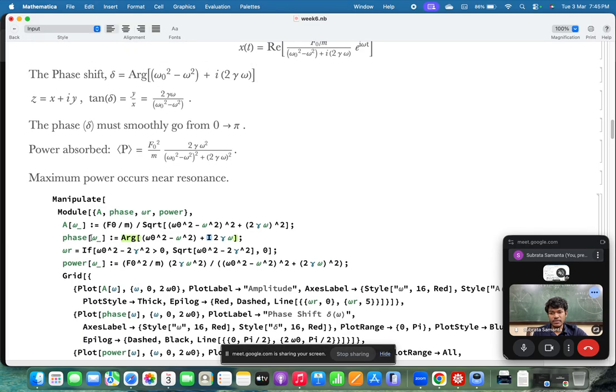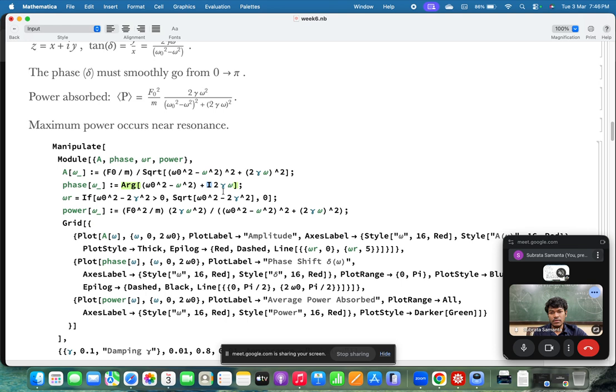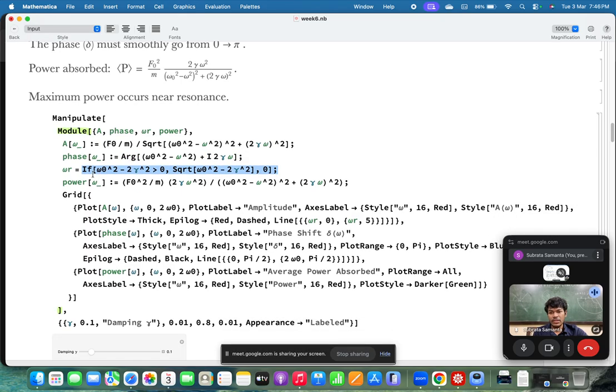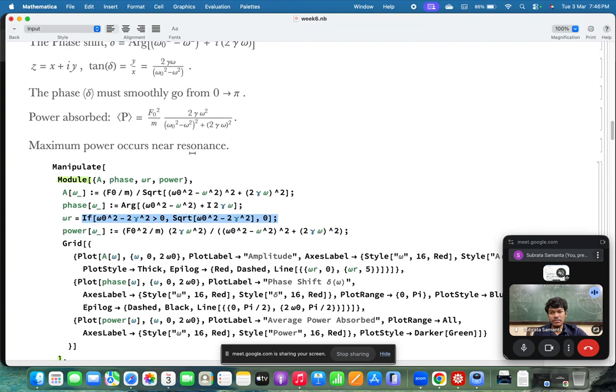This is my phase. This is also a function of omega, and gamma is a manipulator, and omega is a variable. We calculate omega r again, the same as we did before, and then we calculate the power. The power formula is this, so you just plug in these expressions: f naught square over m, and then 2 gamma omega square, divided over this.